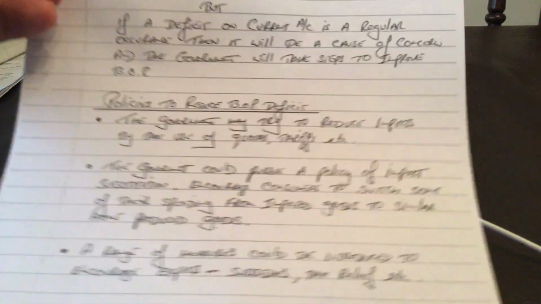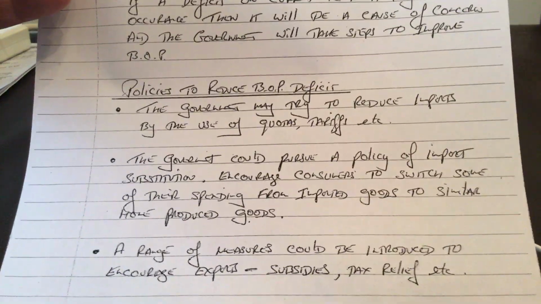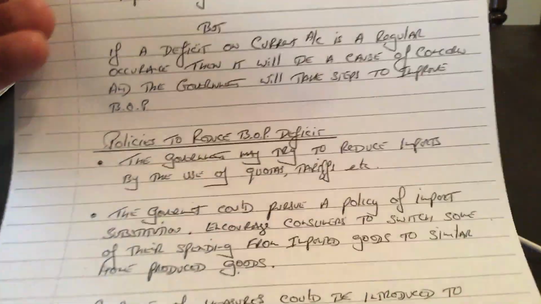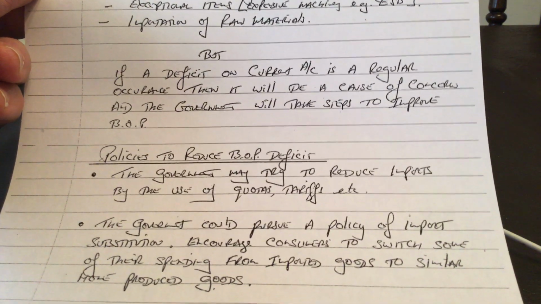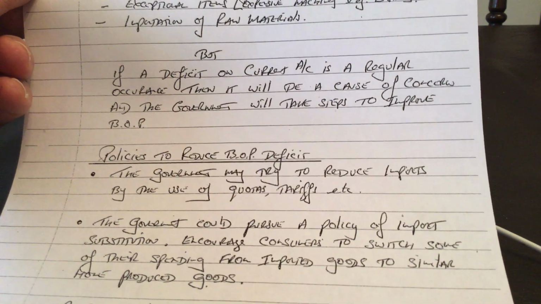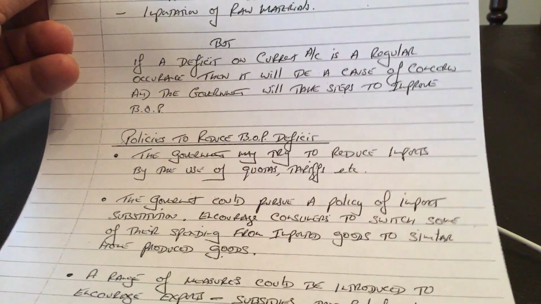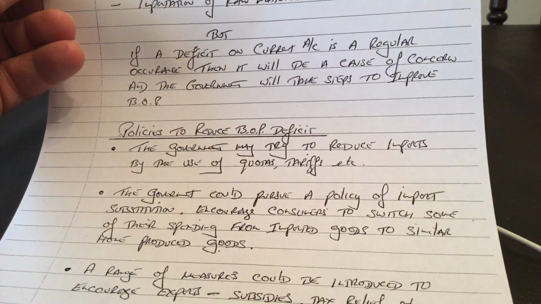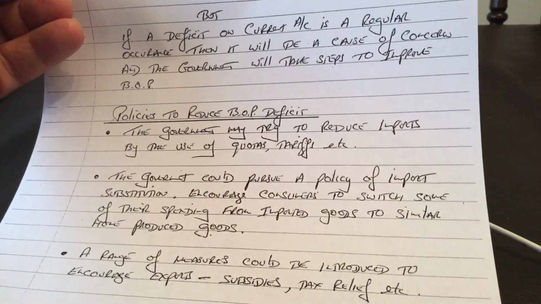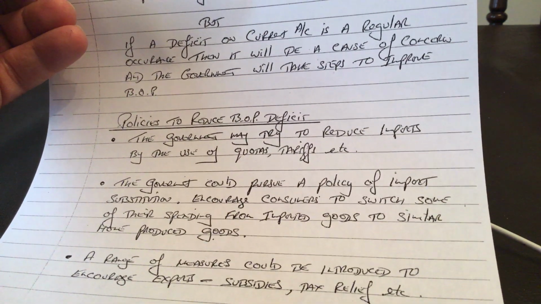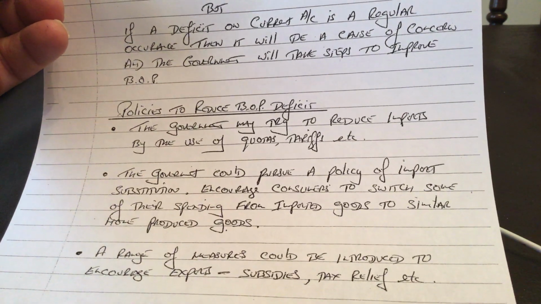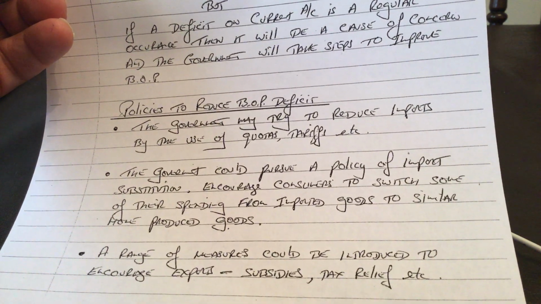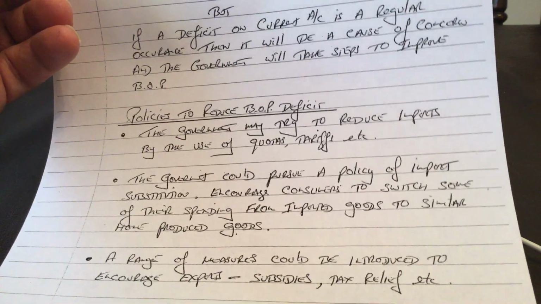Now, what does the government have to do to reduce a balance of payments deficit, just in case it does become a problem? The government may try to reduce imports by the use of quotas, tariffs, etc. The government could pursue a policy of import substitution. In other words, encourage consumers to switch some of their spending from imported goods to similar home-produced goods. A range of measures could be introduced to encourage exports, such as subsidies and tax reliefs for exporters.